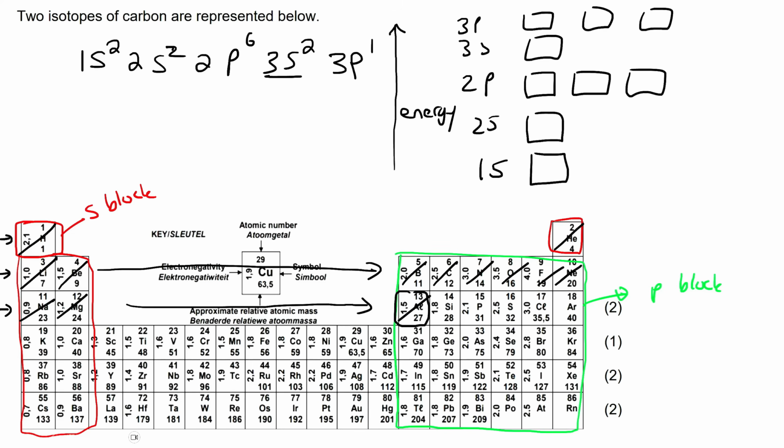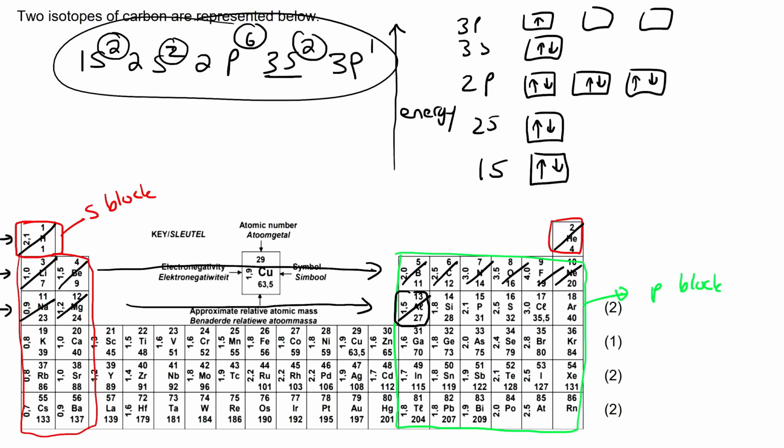Okay, so the 1s is going to have 2 electrons like that. The 2s is going to have 2 electrons. In the 2p, there's a total of 6, so 2 each. In the 3s, there's going to be 2. And then in the 3p, there's just going to be 1. And so that is how we go from an electron configuration to an Aufbau diagram. Okay, that's the summary I wanted to give you.